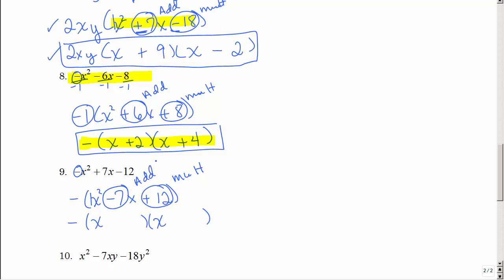So if I multiply to get positive and add to get negative, I know I need a negative times a negative. And how about 3 times 4? Does that get me positive 12? Does it get me negative 7? Yes, it does. So again, a two-step process: factoring out the negative 1, changing all the signs, and then keep going.